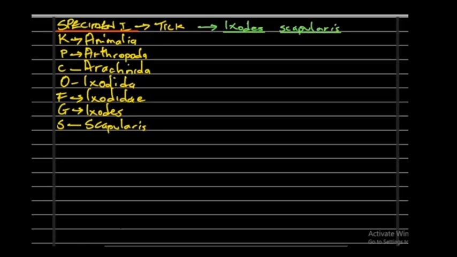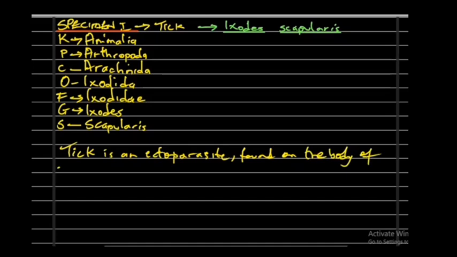So what do we have to say about it? It is an ectoparasite, a parasite that affects organisms. A tick is an ectoparasite found on the body of many animals with hairy furs on them.